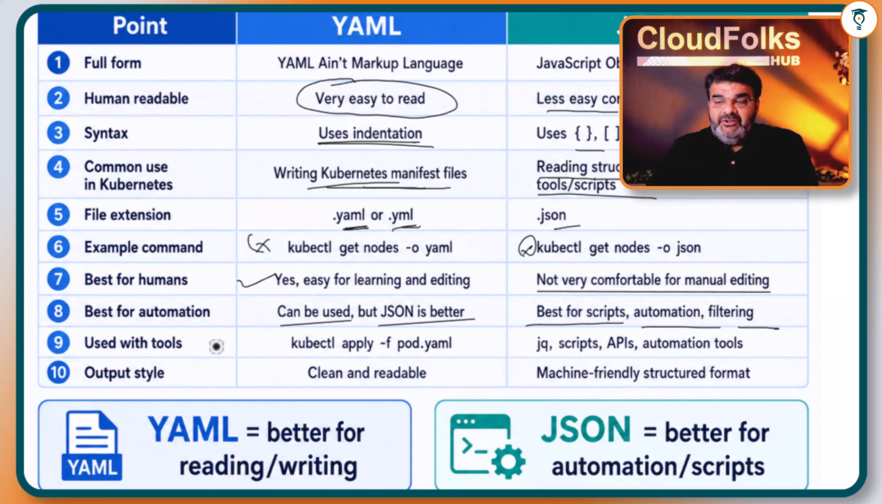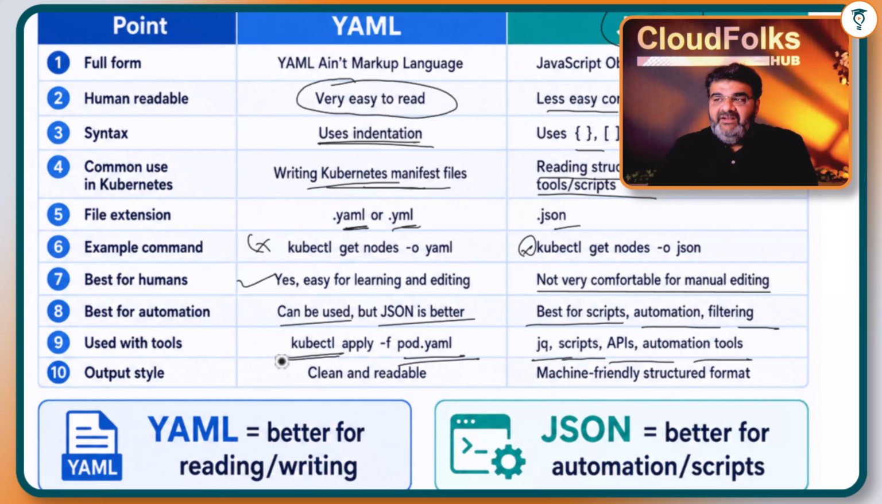Now, use with tools. This is a very important part. Look here: with kubectl, I am using a YAML file directly. So you can use a YAML file directly with kubectl, which is the best part. When we use a JSON file, we use it with jq, scripts, APIs, or automation tools. So for machines, we use JSON. For humans, we use YAML.